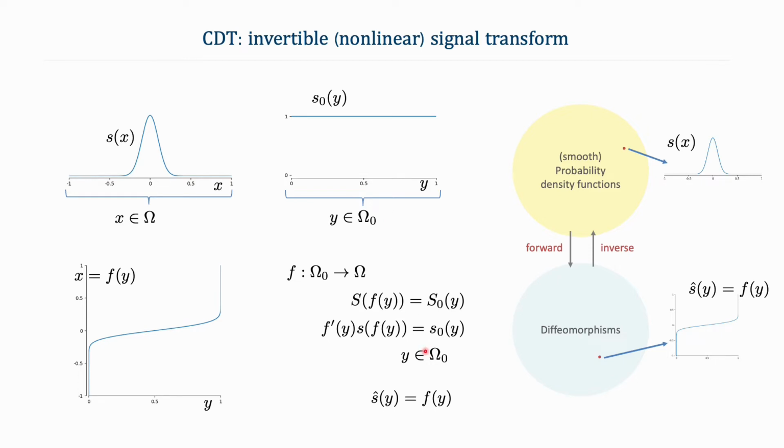So in summary, we can think of the CDT as an invertible nonlinear transform for signals which are smooth probability density functions. Each point in this yellow space here corresponds to a probability density function, and we can take any point here and find the corresponding point in transform space, which happens to be the set of all one-to-one diffeomorphisms between the domain of the reference and the signals. That's why we can think of the signal in either signal space or transform space, and they're more or less equivalent, in that the entire information about the signal is represented in both spaces.